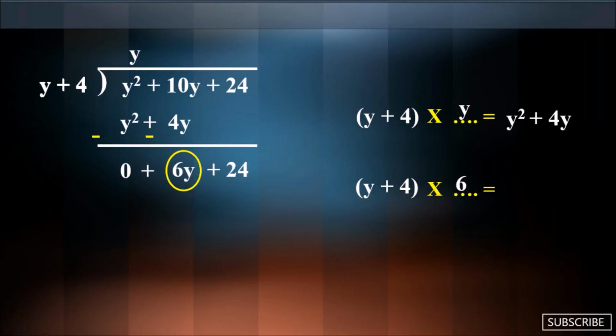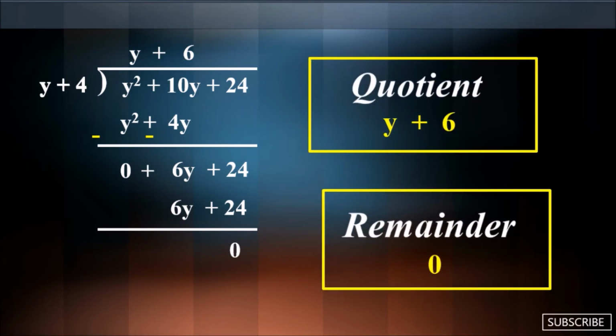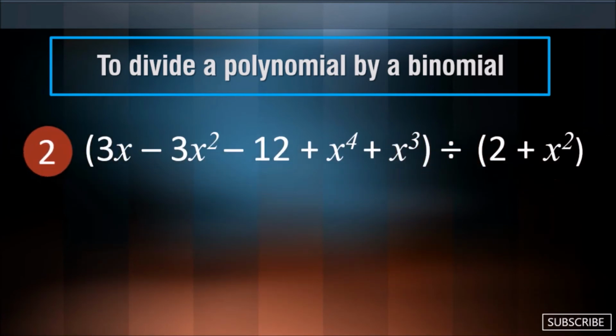When we multiply the divisor with 6, we get 6y plus 24. We will take 6y plus 24 for subtraction and 6 at the place of quotient. Now change the sign. We get subtraction 0. In the final answer, we get quotient y plus 6 and remainder 0. That's all.